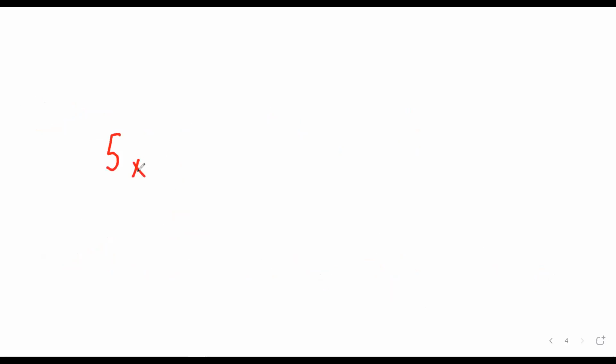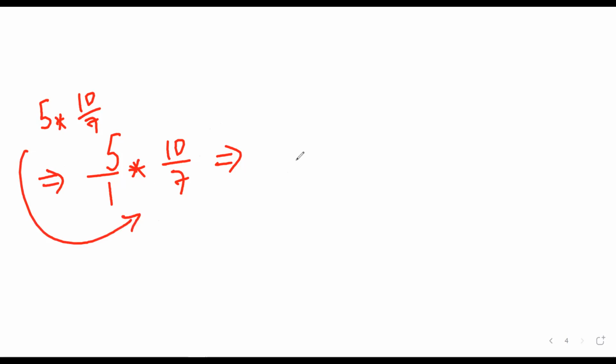So let us try to understand what is 5 into 10 by 7. See, 5 into 10 upon 7. Can I write this as 5 upon 1 into 10 upon 7? Is it okay? Yeah, you can. So this will be equal to 50 upon 7. Is it okay? Yes.